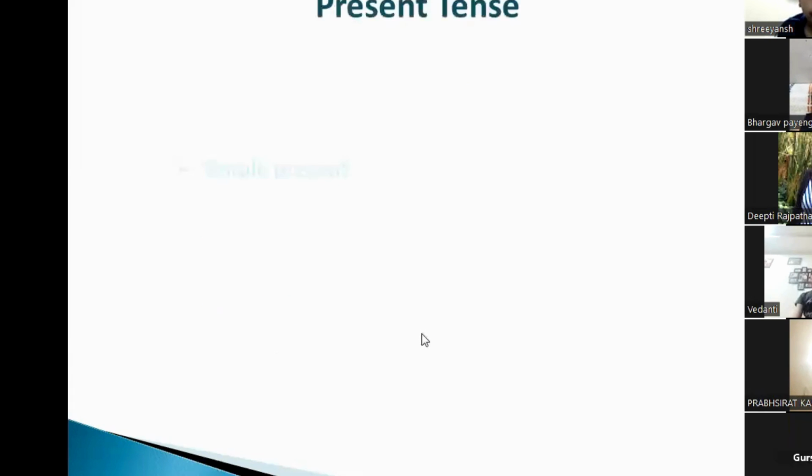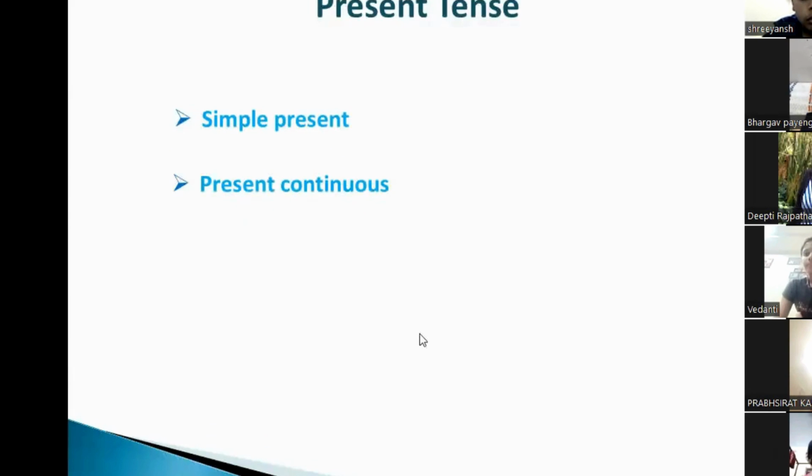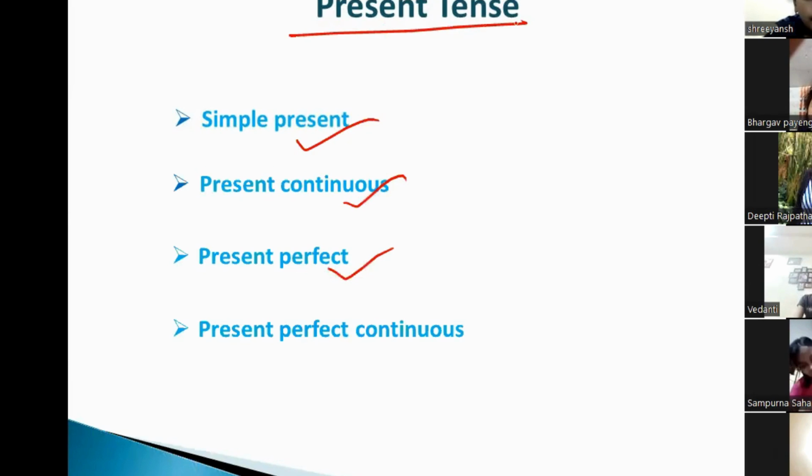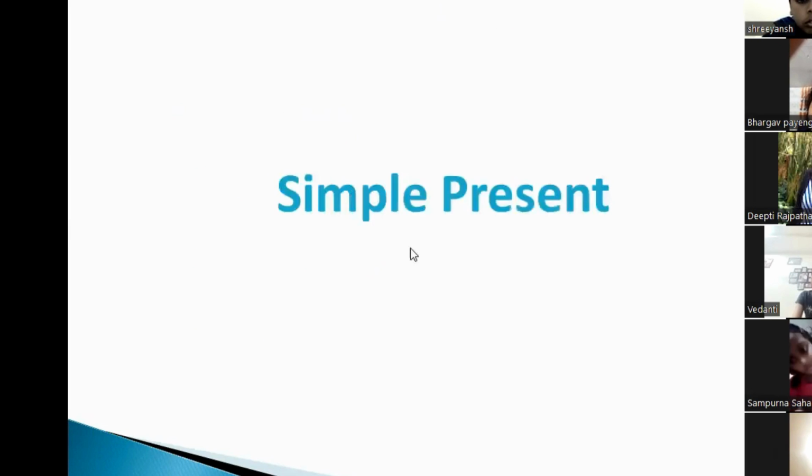Okay, let's begin with the present tense and each of its types. For your grade 4 and 5, we'll take the first three types. You're going to learn about the first three types of tenses in each category. In present tense, we are going to learn about simple present tense, present continuous, and present perfect tense. So let's start with the simple present tense.